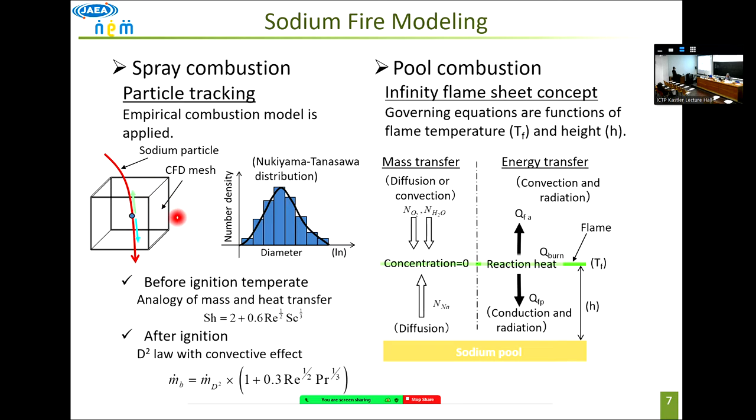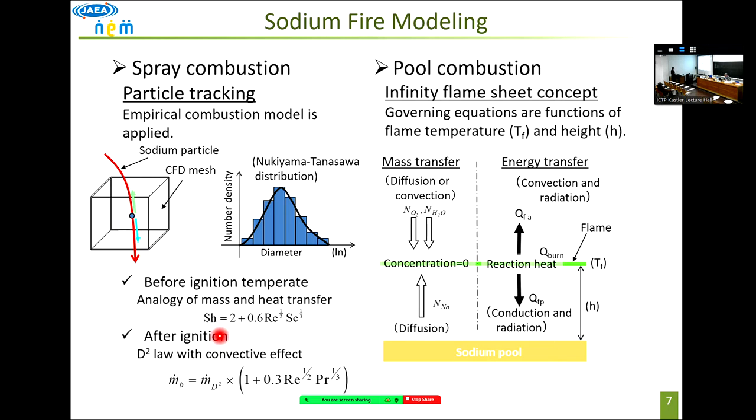From the viewpoint of the fragmentation of leaked sodium just after leaking into the atmosphere, we apply the Nukiyama-Tanasawa distribution, based on experimental results using not only sodium but also water. Fortunately, not the thermal properties but the fluid properties of sodium are more like those of water. In that sense, water experiments are quite useful and safe. We segmented the Nukiyama-Tanasawa distribution into several groups, apply a certain number of particles in each bin, and then randomly place them. Then we calculate everything by the Lagrangian method.